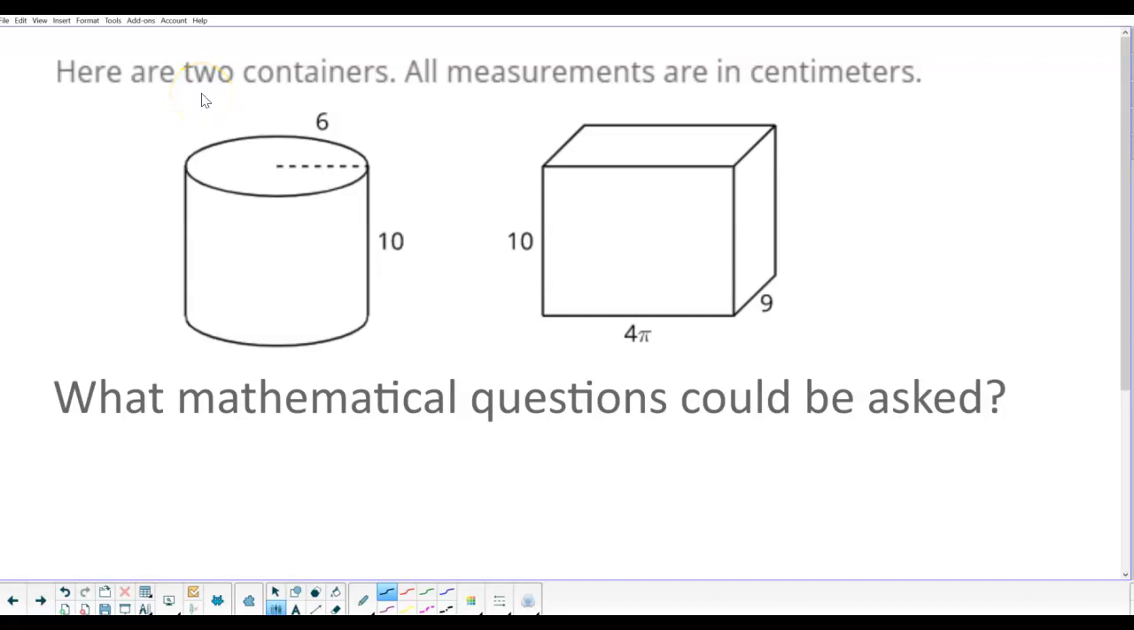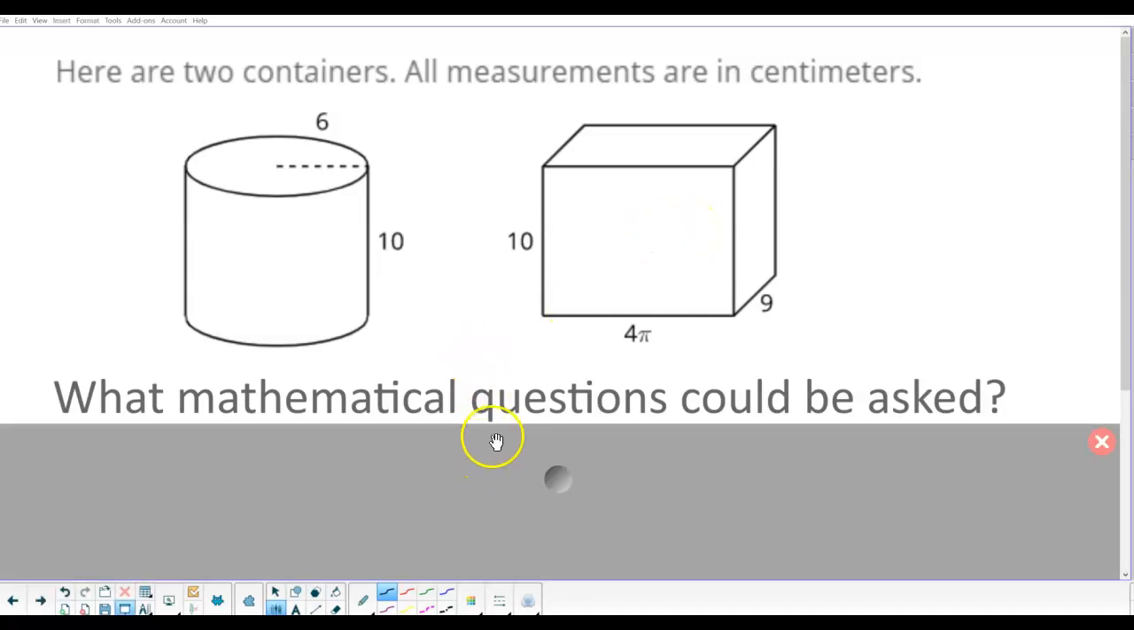Before we start, just take a look at this. If you need to, press pause on the video. But given the two pieces of information, think about all the different mathematical questions that could be asked. And then keep in mind all measurements are in centimeters.